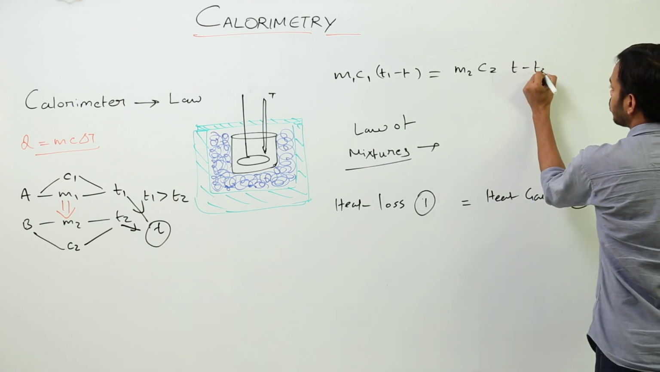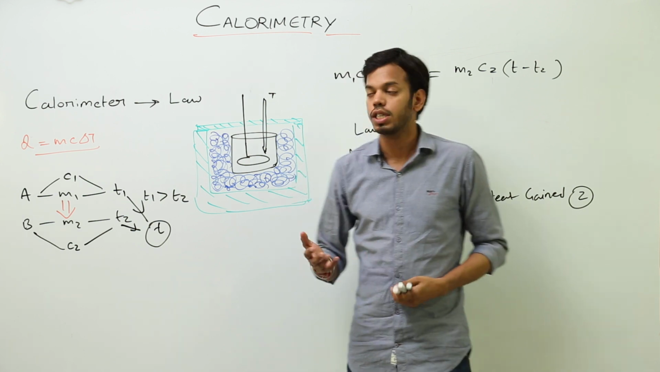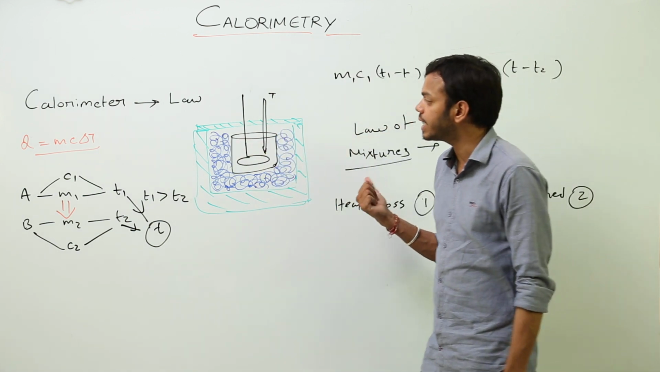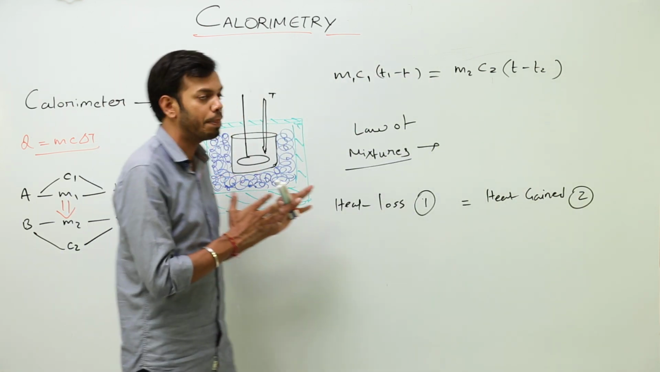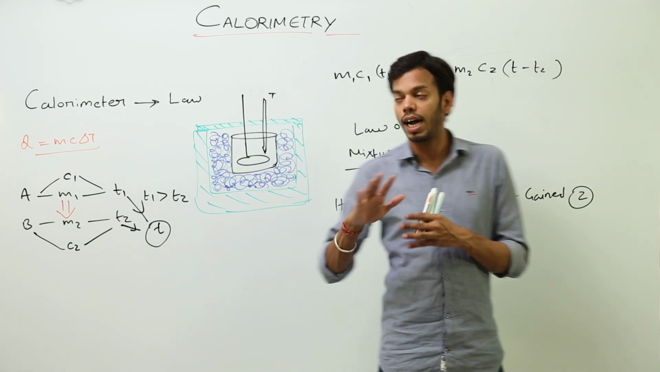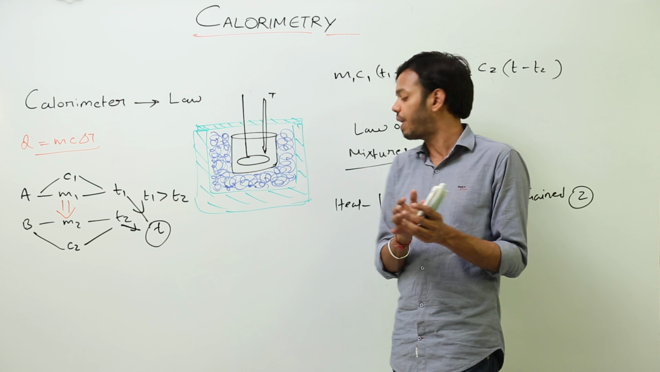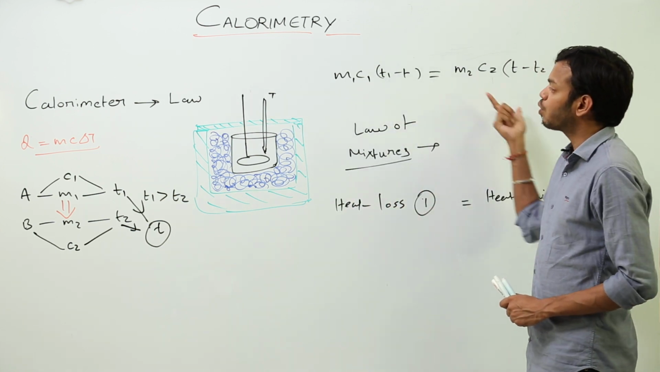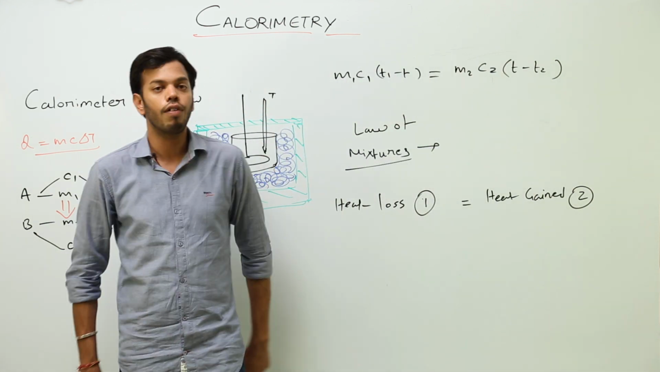Now, since we took all the precautions to prevent heat loss from the container by conduction, convection and radiation, which is practically not possible, but theoretically, if we consider that even if it is happening, then the heat loss by one body will be equal to the heat gain by the other, which means this is equal to this. This is the law of mixtures, and this is called the theory of calorimetry.